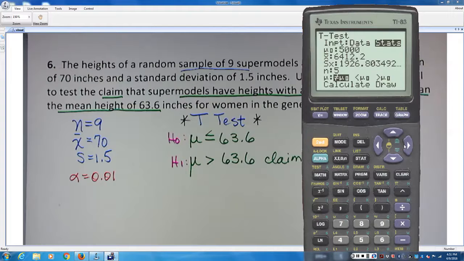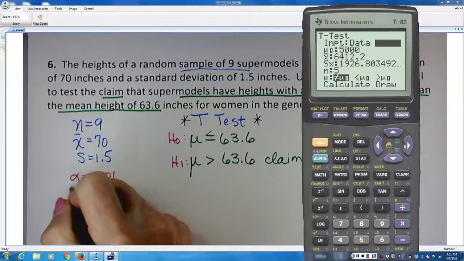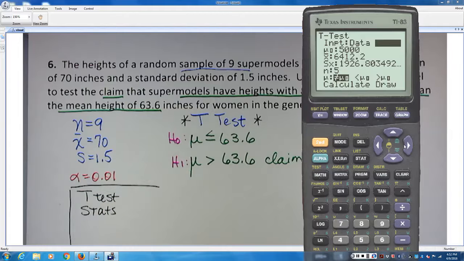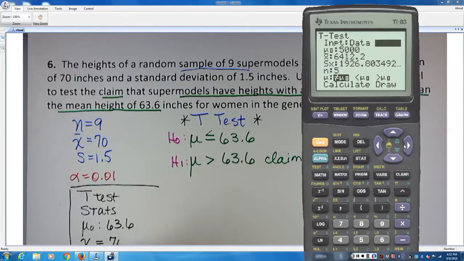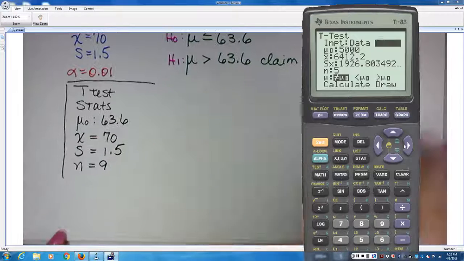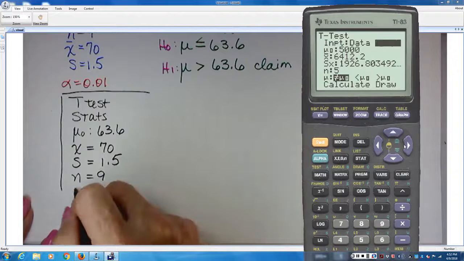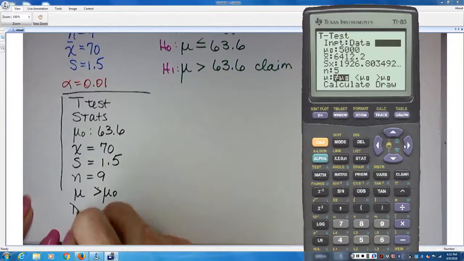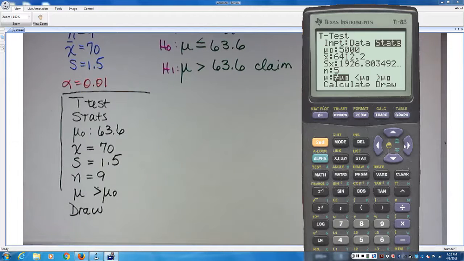And we're going to go from statistics. And the claimed mean is 63.6. And the sample mean is 70. And the sample standard deviation is 1.5. And the sample size is 9. And H1 says the mean is greater than. So we'll fill all of that in.